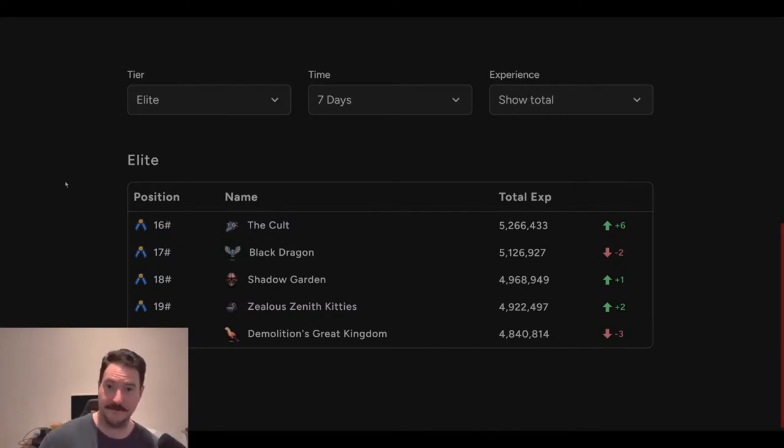Shadow Guardian of all freaking staying guilds at number 18 at 4.9. Shadow, when will you learn to quit? I can't handle reporting on Shadow Guardians anymore.